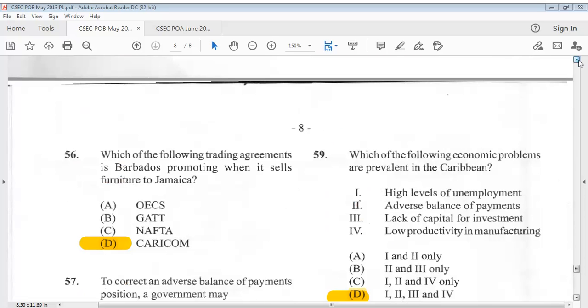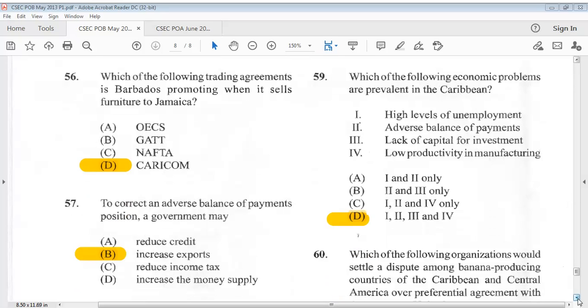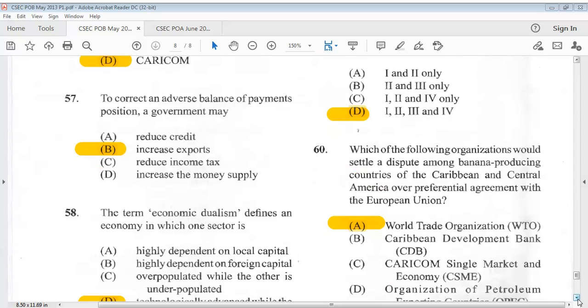It says, which of the following economic problems are prevalent in the Caribbean? 1. High levels of unemployment. 2. Adverse balance of payments. 3. Lack of capital for investment. 4. Low productivity in manufacturing. So all of them are mentioned there. So D would be your answer.